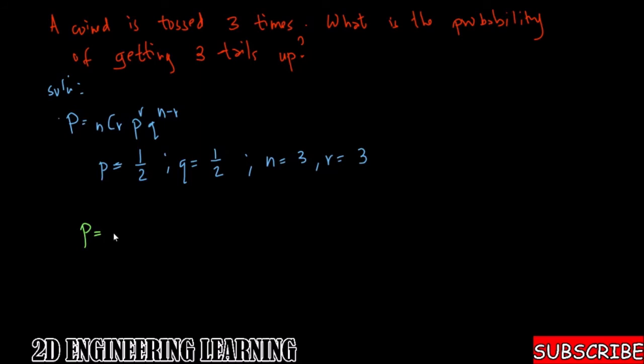So we have 3 combination 3, and our p is 1/2 raised to the power of 3, then our q is 1/2 raised to the power of 3 minus 3. So we have 3C3 times 1/2 to the power of 3 times 1/2 raised to the power of 0, so this will be automatically equal to 1. Okay, so this now will be equal to 1.